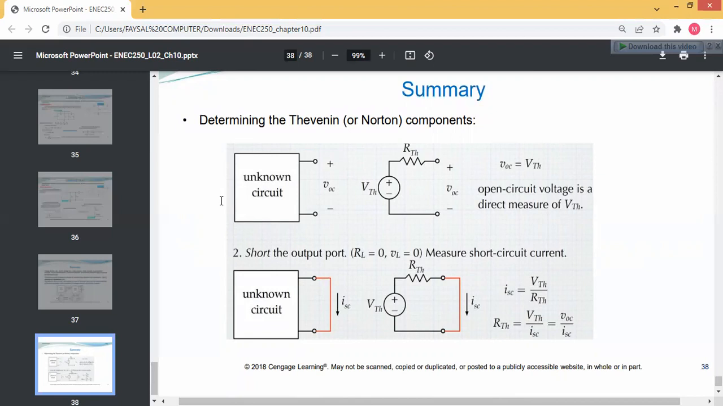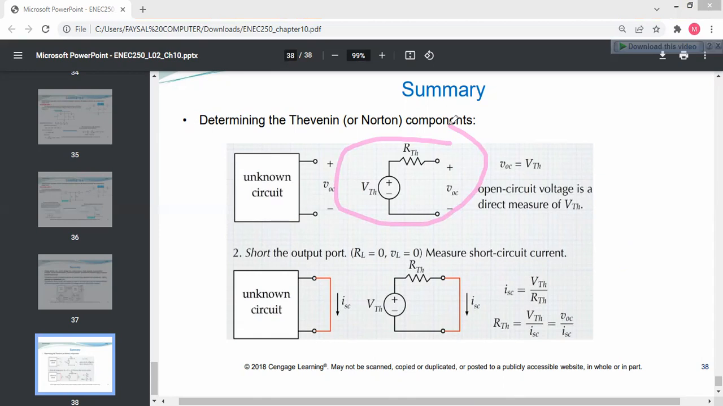So V naught at any point will be equal to two things: the value of V Thevenin and the R Thevenin. This is when the open circuit voltage is a direct measure of V Thevenin.